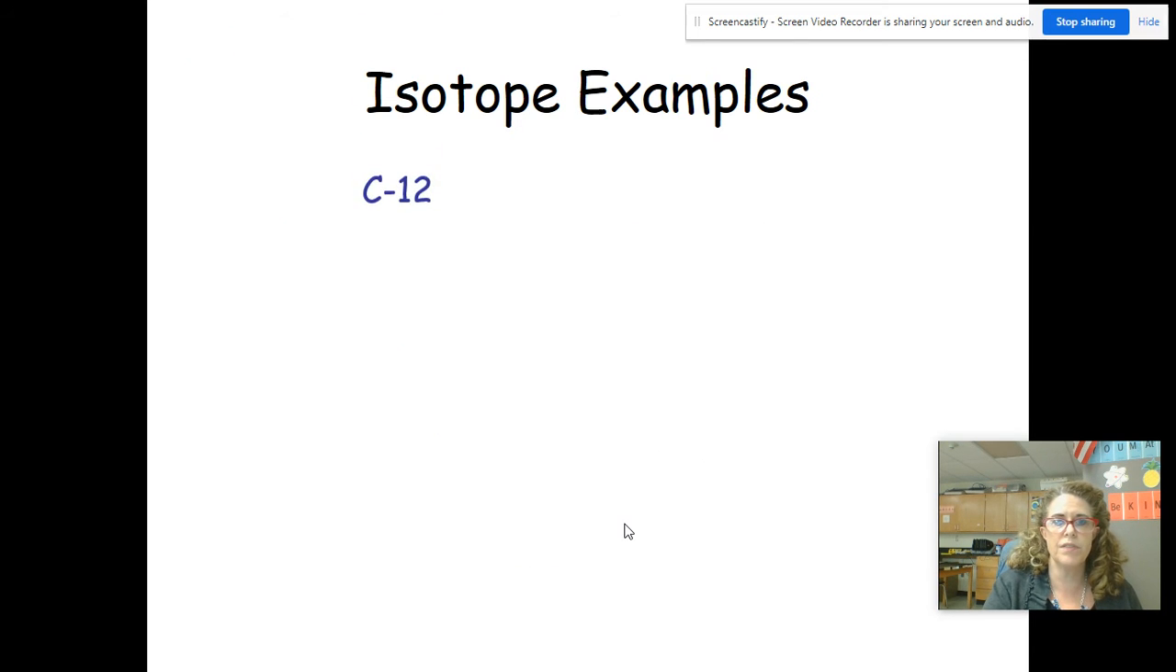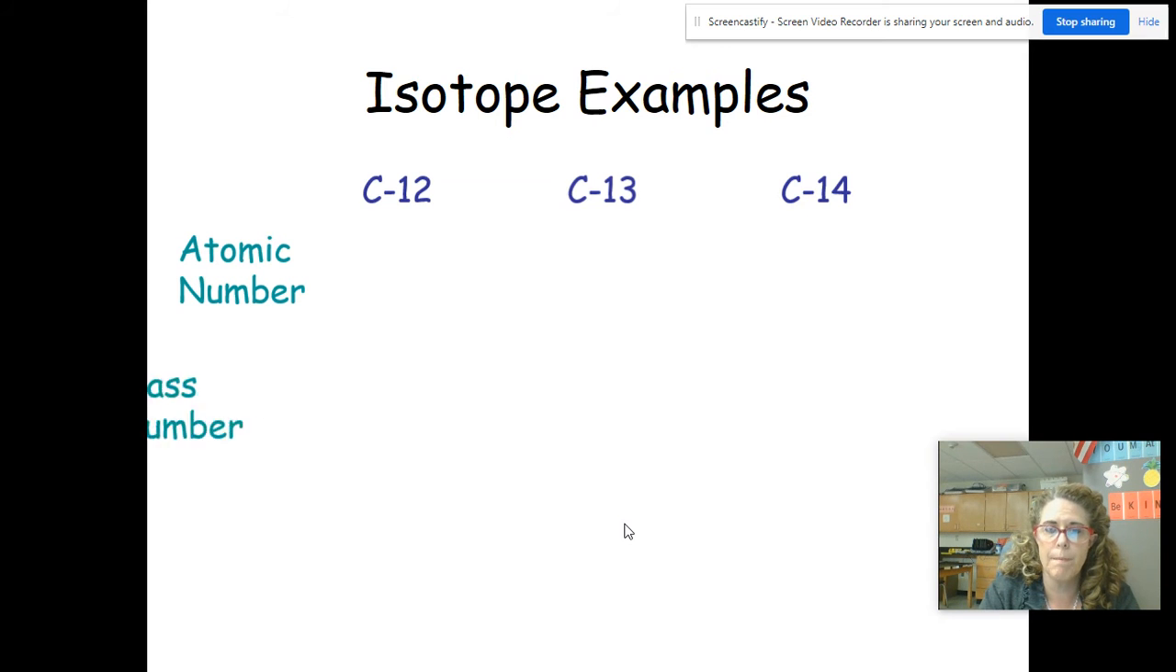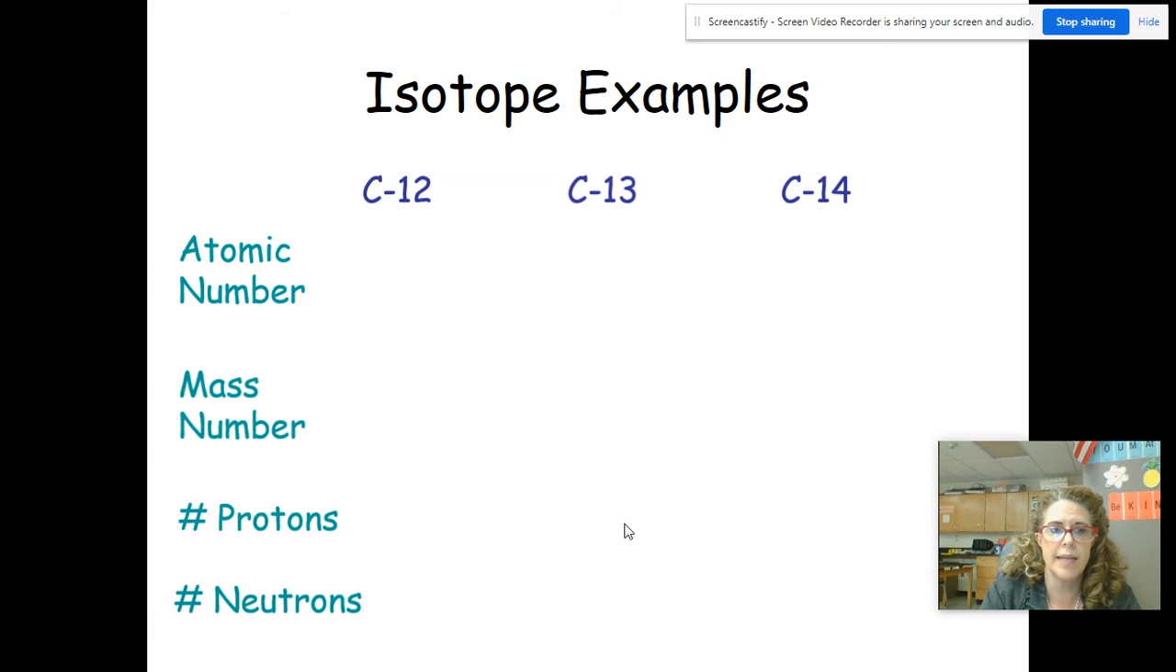So some examples of some isotopes. We have 3 isotopes of carbon: carbon 12, 13, and 14. Remember, whatever comes after that dash is the mass number. So let's examine the atomic number, mass number, protons, and neutrons for these 3 isotopes of carbon. So the atomic number is 6. That's the identity of carbon. That's what makes carbon carbon. And I got the atomic number from the periodic table.